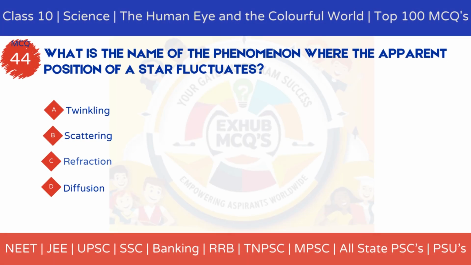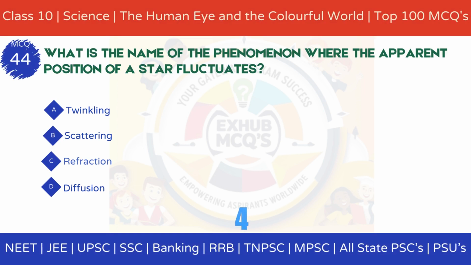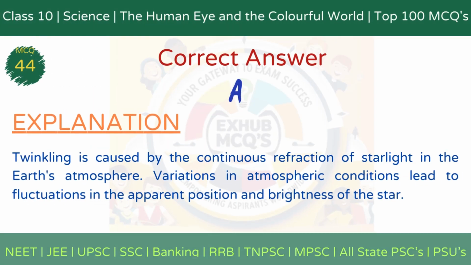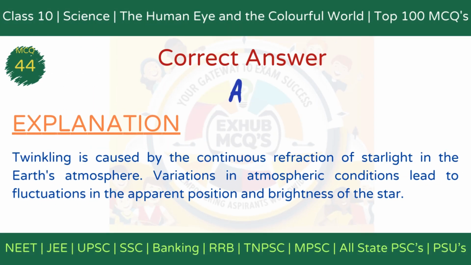MCQ 44. What is the name of the phenomenon where the apparent position of a star fluctuates? Option A, twinkling. Option B, scattering. Option C, refraction. Option D, diffusion. The correct answer is option A, twinkling.